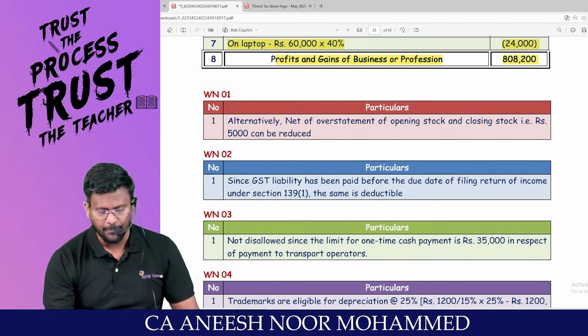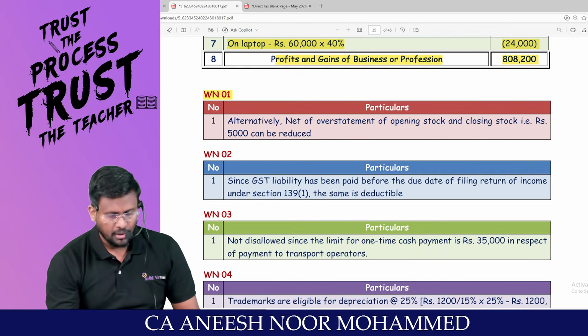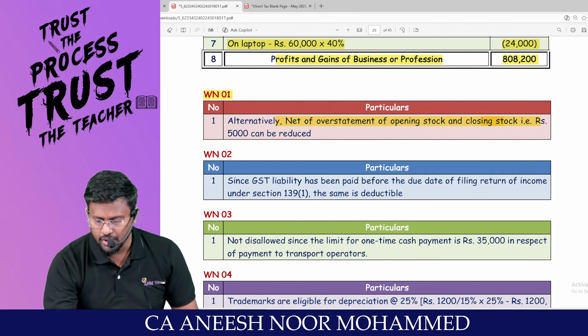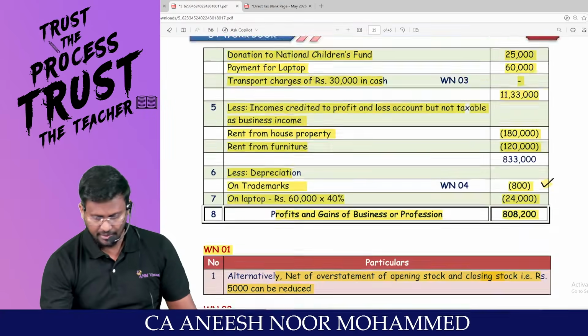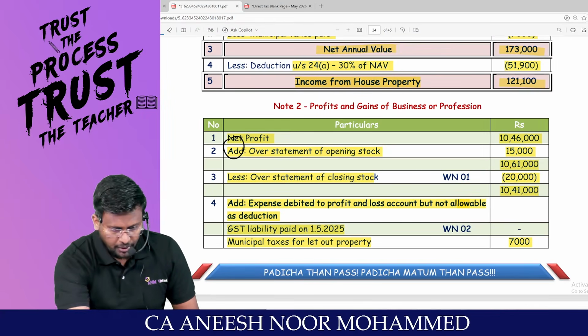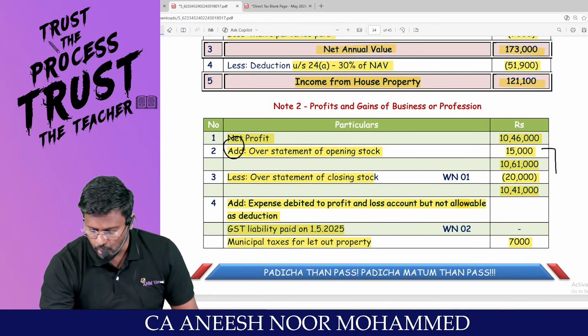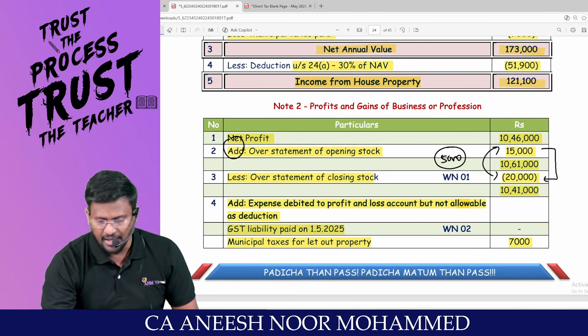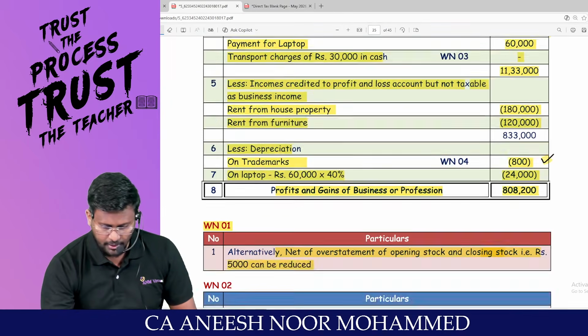Can I proceed? Working note, just read it. Sir, net of overstatement of opening stock and closing stock also can be done. That is nothing. Opening stock 15,000 we have added back. 20,000 we have reduced. So net of 5,000 is there. That adjustment also you can do. Are you all really with me?